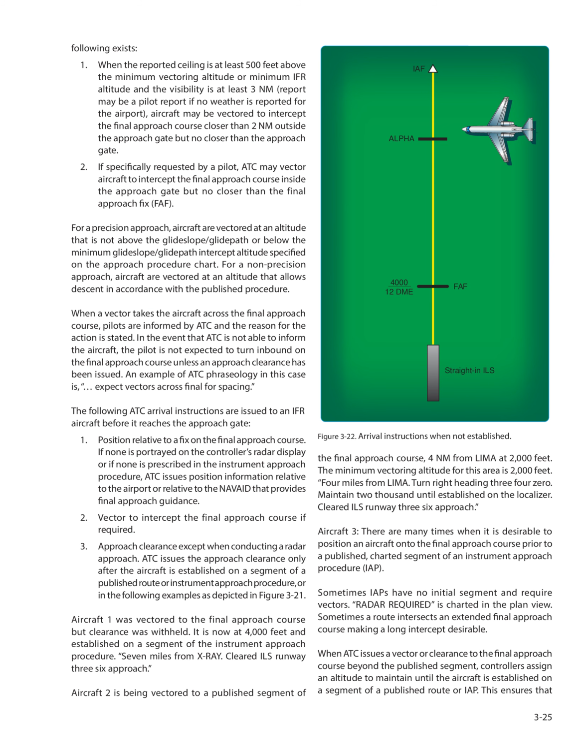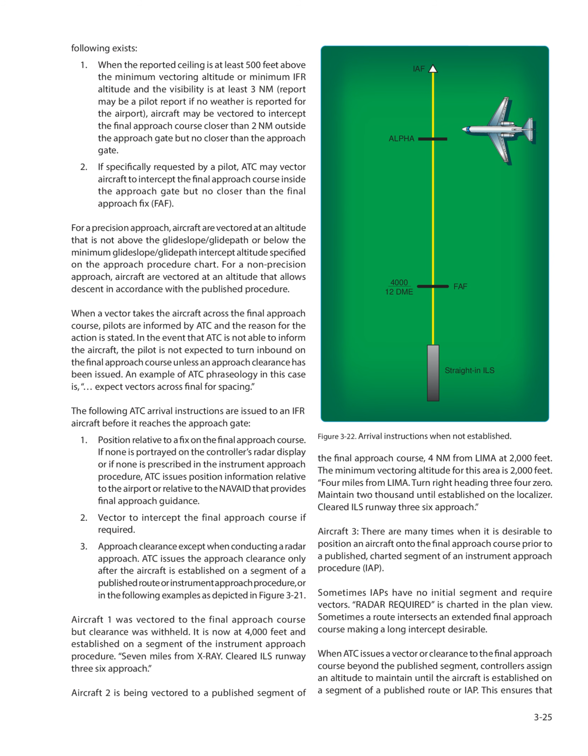When a vector takes the aircraft across the final approach course, pilots are informed by ATC and the reason for the action is stated. In the event that ATC is not able to inform the aircraft, the pilot is not expected to turn inbound on the final approach course unless an approach clearance has been issued.